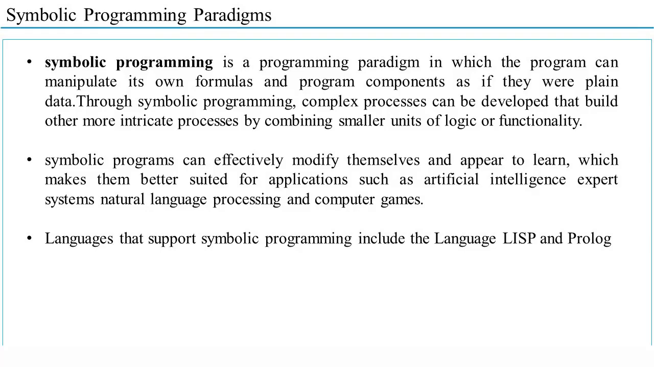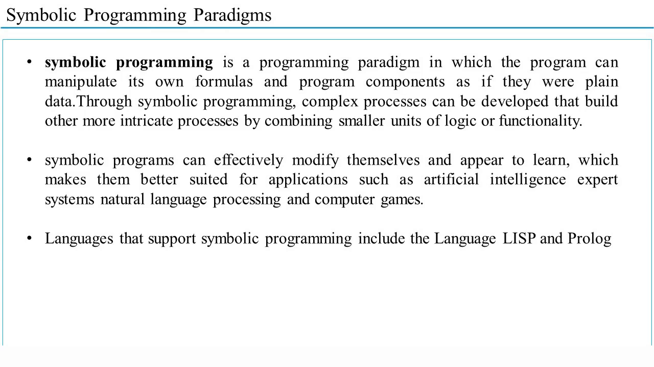Programming languages. Symbolic programming is a programming paradigm in which the program can manipulate its own formulas and program components as if they were plain data. Through symbolic programming, complex processes can be developed that build other intricate processes by combining smaller units of logic or functionality. Symbolic programs can effectively modify themselves and appear to learn, which makes them well suited for artificial intelligence, expert systems, natural language processing, and computer games.